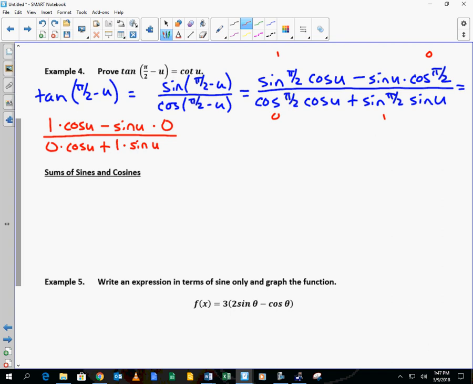So what's going to happen? Yeah, the sine of u goes away on the top because it's times 0. The cosine of u goes away on the bottom because it's times 0. And we're left with cosine of u over sine of u. What's cosine over sine? Cotangent. Is that what we were trying to prove? Yeah, I mean, that's the nice thing about proof, right? You know the answer. You know what you're supposed to come up with. That's the whole idea.